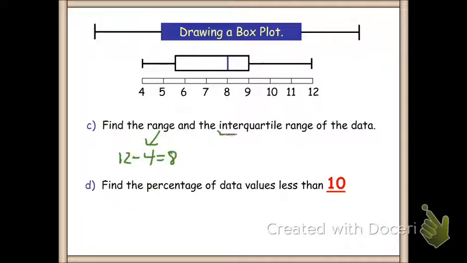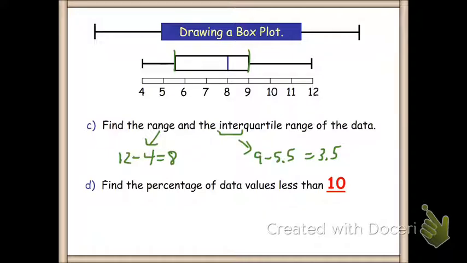And the inter means between. And that is the values from here to here. So 5.5 and 9. So 9 minus 5.5, which is 3.5.